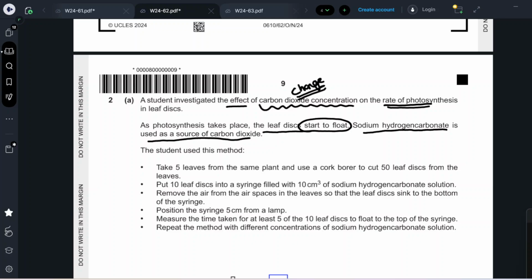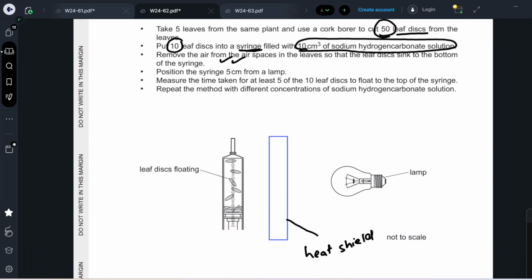Okay, take 5 leaves from the same plant. Use a cork borer to cut 50 leaf discs. Put 10 leaf discs into a syringe that has 10 cubic centimeters of sodium hydrogen carbonate solution. Remove the air from the air spaces in the leaf so that the leaf discs sink to the bottom. All the leaf discs will sink to the bottom.